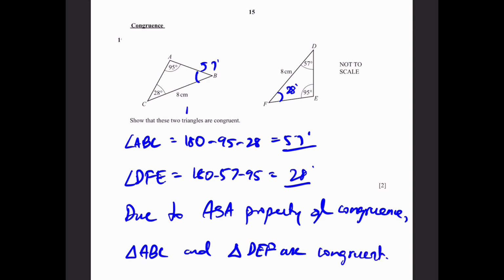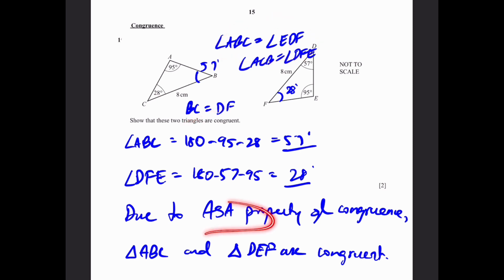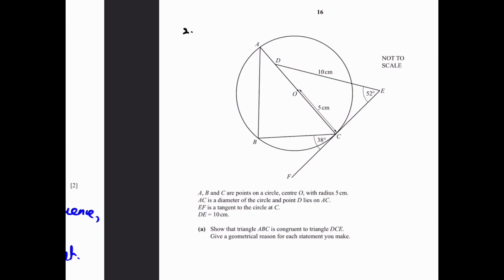We can see that BC is equal to DF, some side lengths are equal, and then angle ABC is equal to angle EDF, and angle ACB equals angle DFE. And because of these three, we have the ASA property, which is angle, side, angle. If these three are equal, they're congruent. So that's our answer. Let's go to question 2.